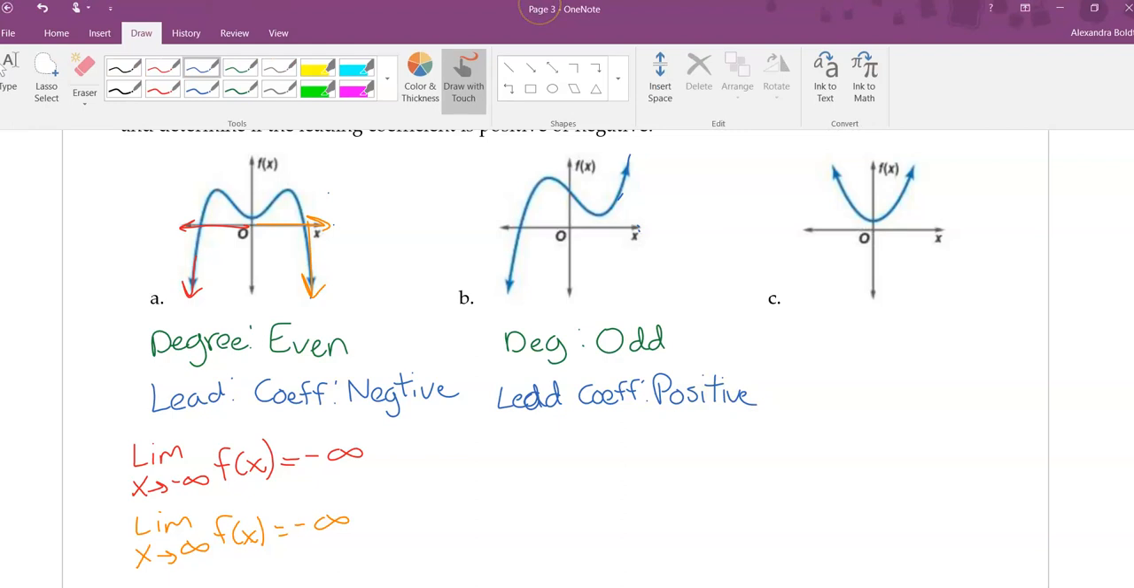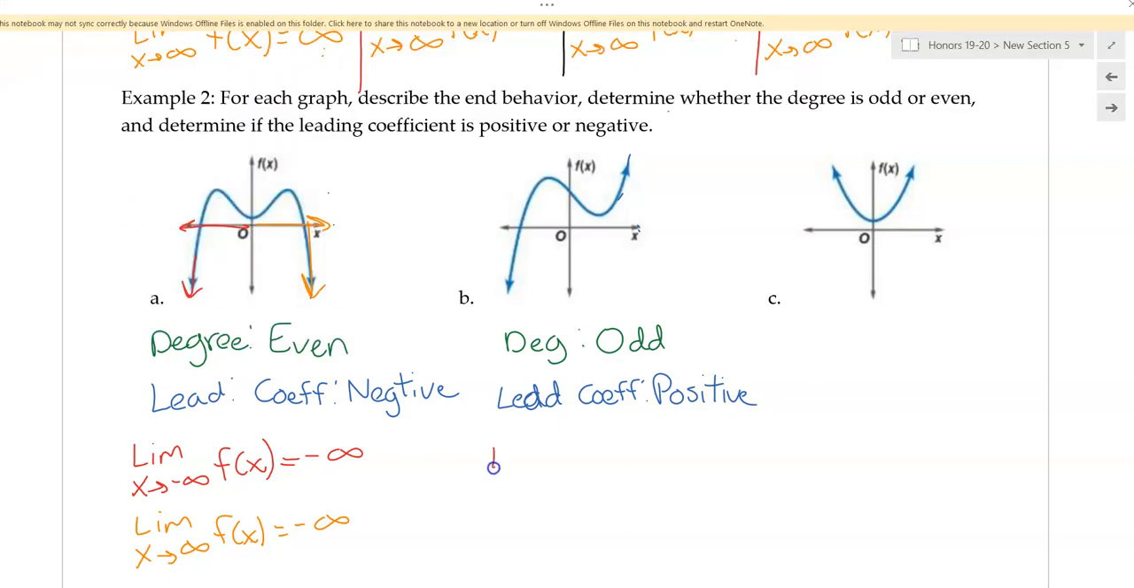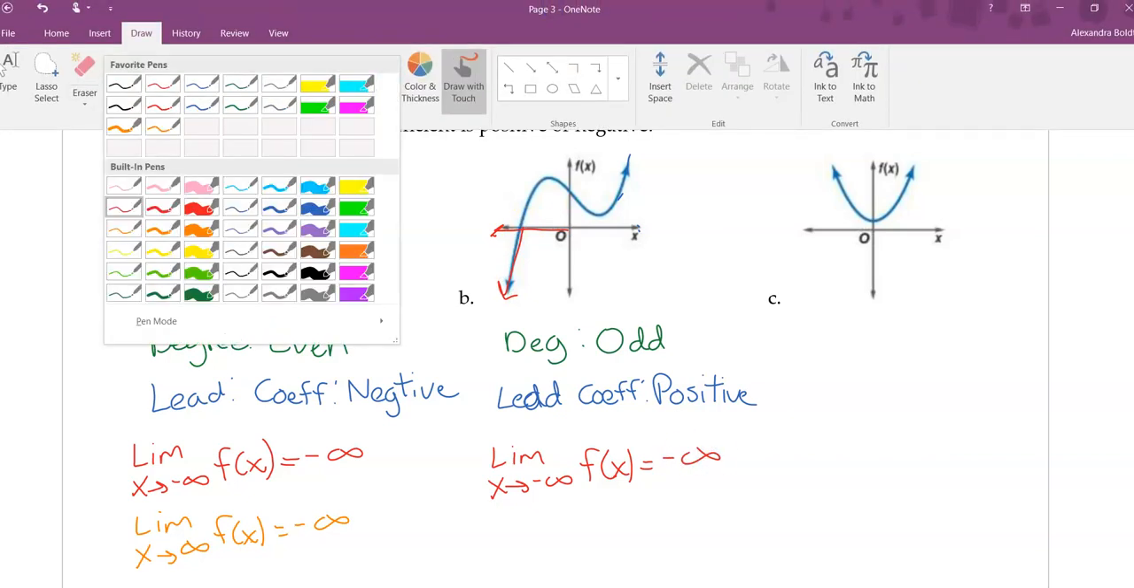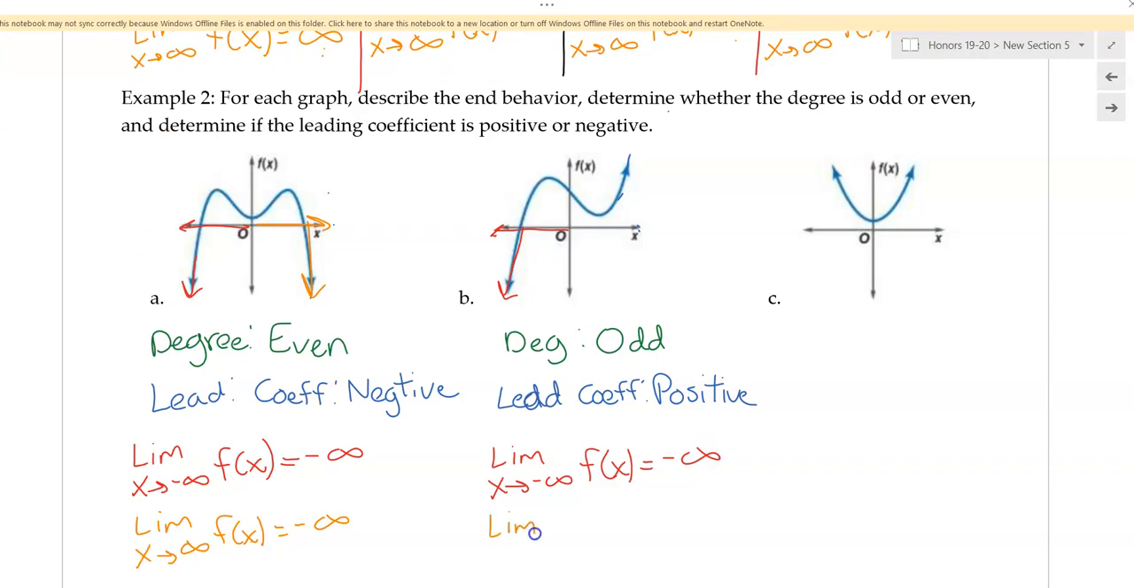Okay. Writing our end behavior. The limit as x approaches negative infinity of f of x equals, right? Well, as I go left forever, my graph is going down forever. The limit as x approaches infinity of f of x equals, as I go right forever, our graph is going up forever.